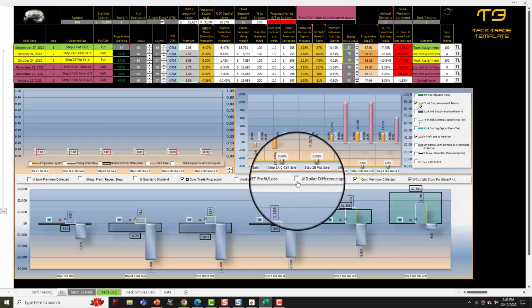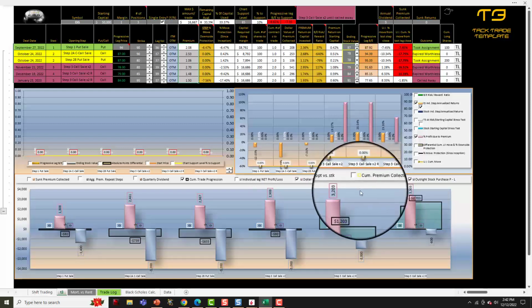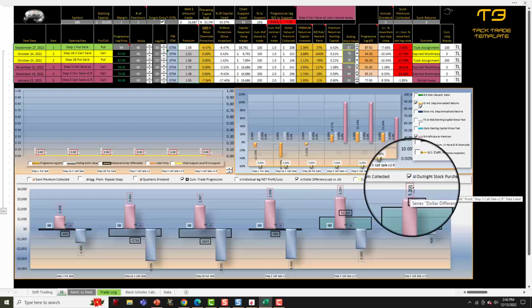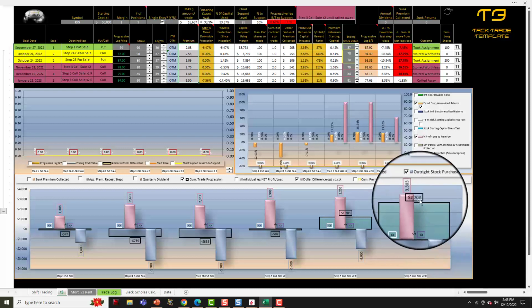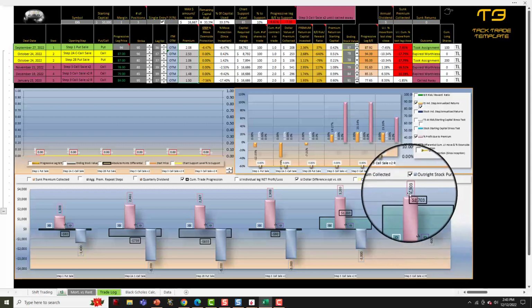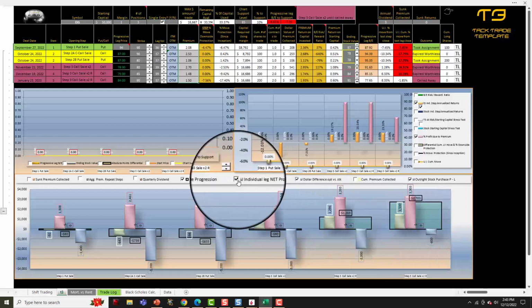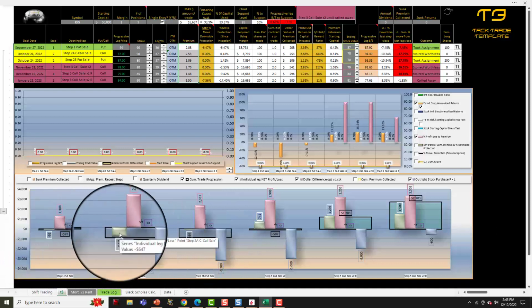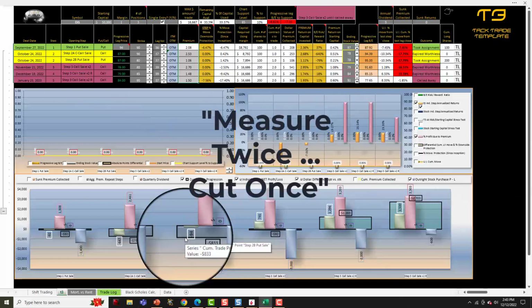How about the dollar difference? Let's click on that. How did we do versus the share purchaser? Let's turn off the cumulative premium so it doesn't get too cluttered. So we made $3,303 more than the share purchaser. The share purchaser was down $600. We're up $2,703 for a dollar difference of $3,303. The individual net leg profit and loss. Each leg shows us how we did step by step. And that's what's really neat about this application is we can dissect this 7 ways to Sunday.